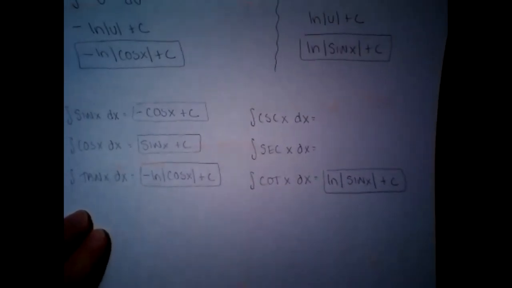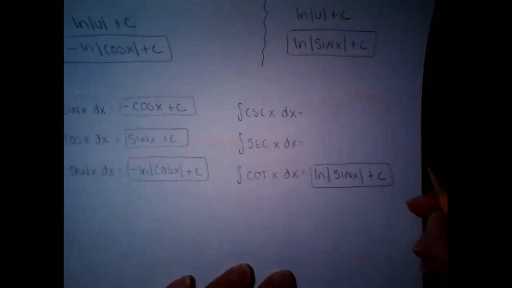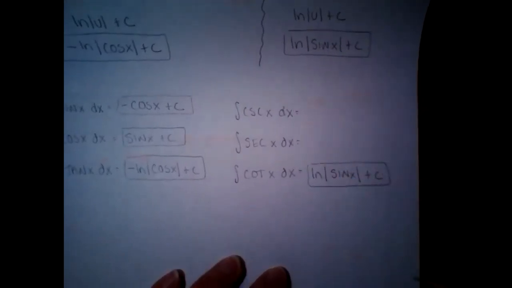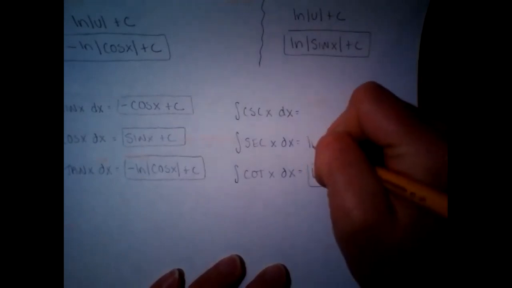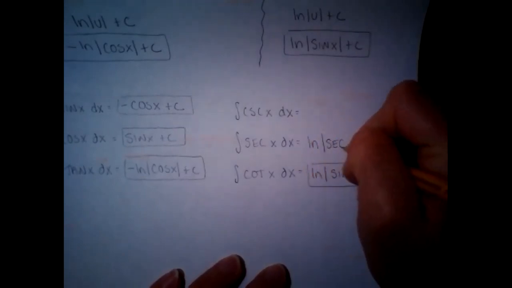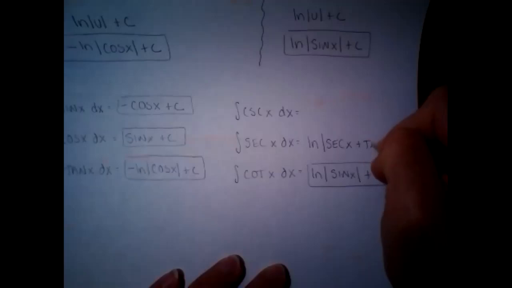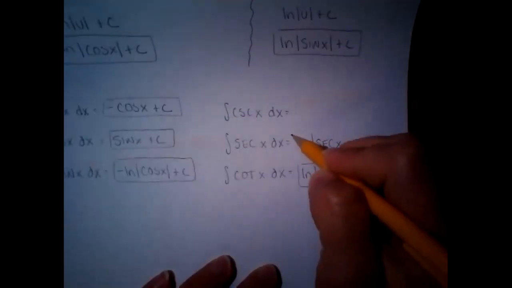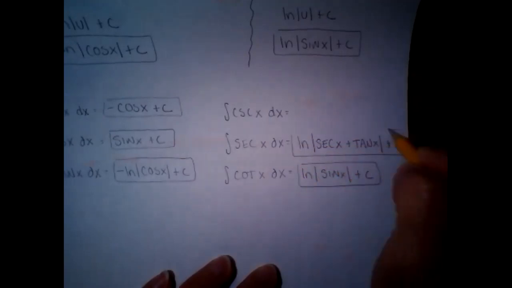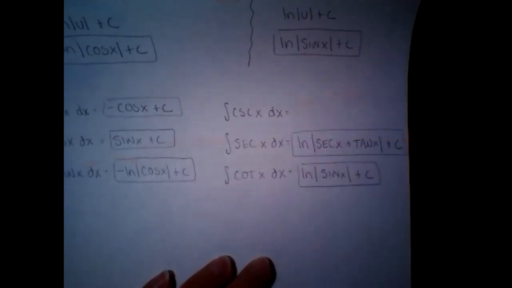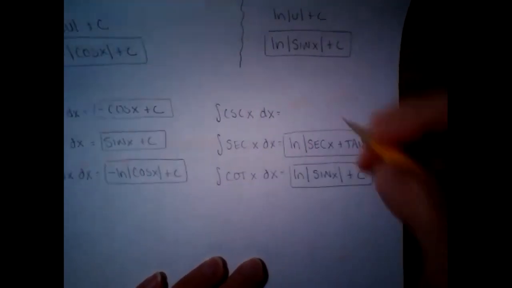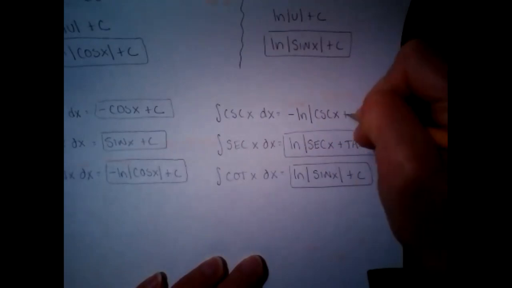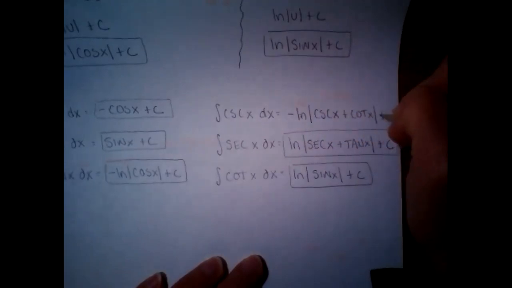Cosecant and secant, you're going to have to just flat out memorize, and they are sort of weird. So let me write them out, and then we'll talk about them. These are the 2 that you kind of just have to memorize. Secant is ln secant of x plus tangent of x plus c. These all have a plus c at the end. And then cosecant is negative ln cosecant of x plus cotangent of x plus c.